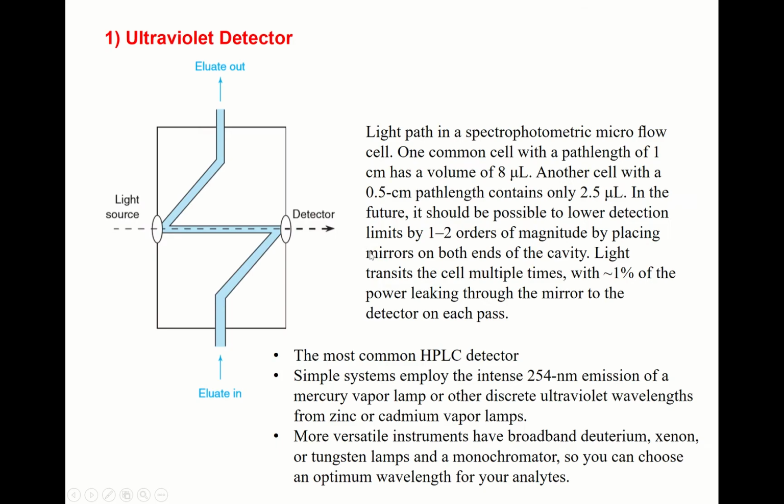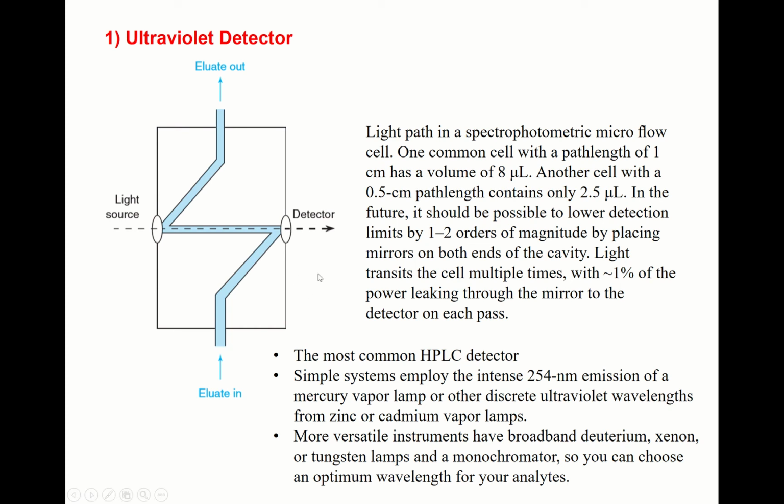Okay, the first one is based on ultraviolet absorption. Most organic chemicals take a white color, which means that they don't have any absorption in the visible region. But most of them absorb light in the ultraviolet region. Yeah? So if you use ultraviolet light, then we can detect the molecules.